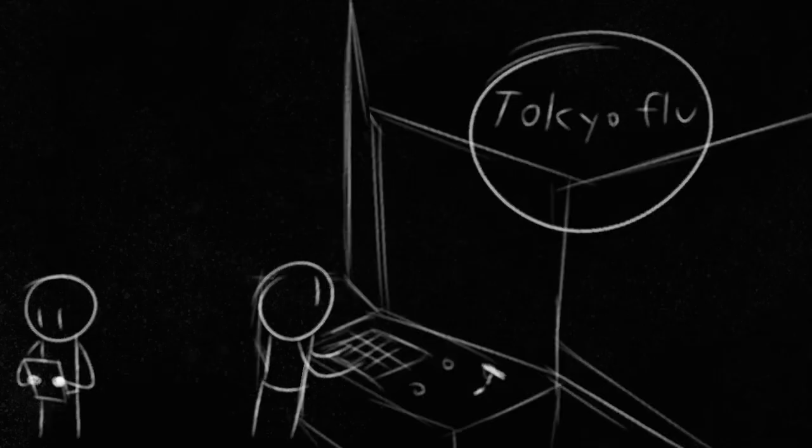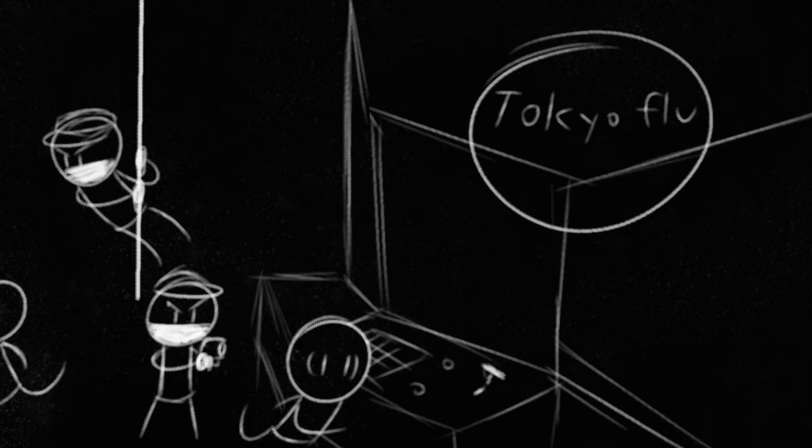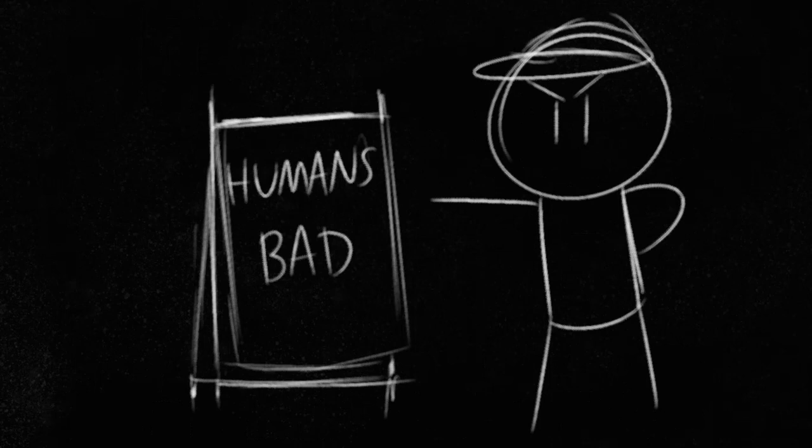Here's the actual story. In the year 2050, I think, a bioweapon that would later be named the Tokyo Flu is being developed by the Japanese government. So, of course, one day a bunch of terrorists politely steal the bioweapon with the intent of using it to wipe out humanity, because apparently they thought humans were bad for the Earth or something and wanted them all dead.